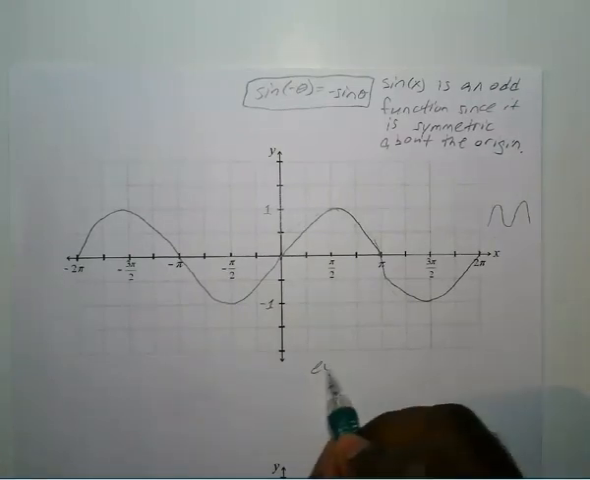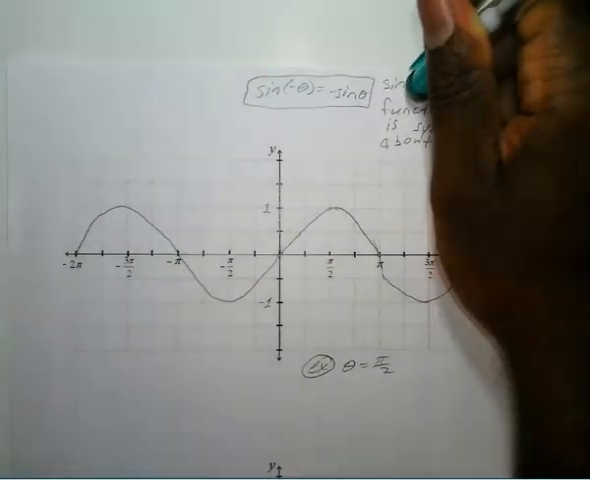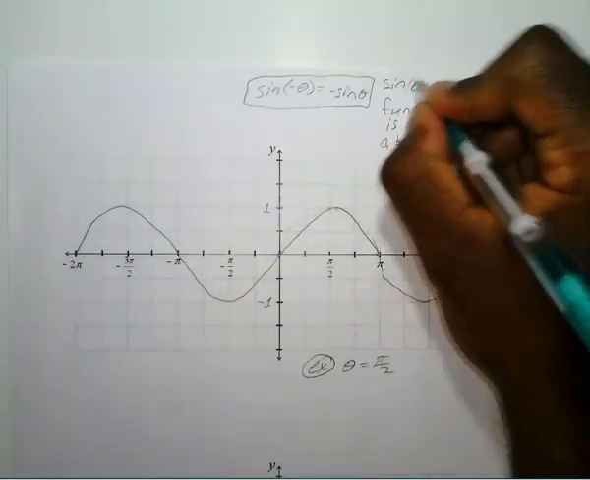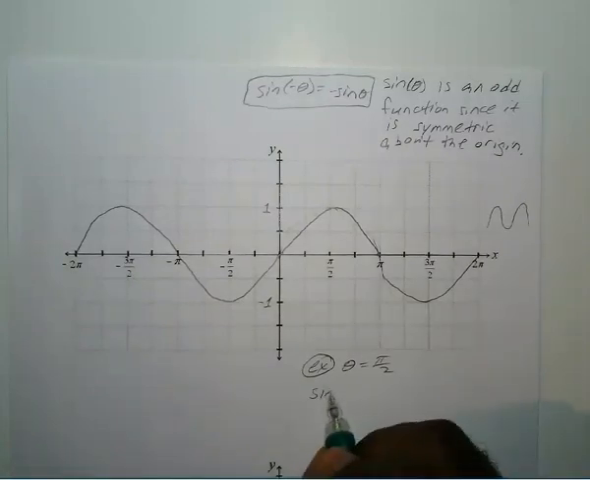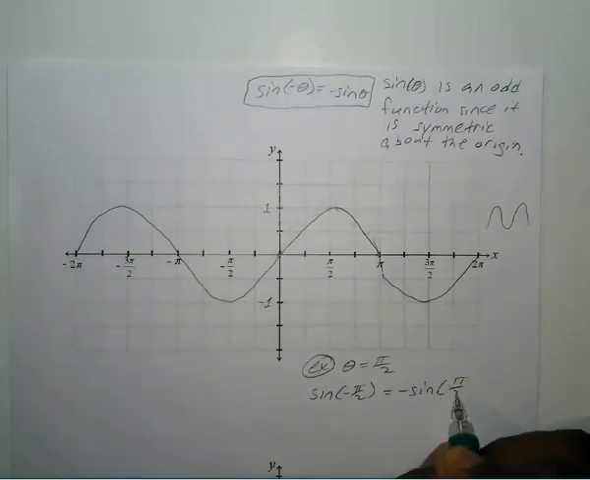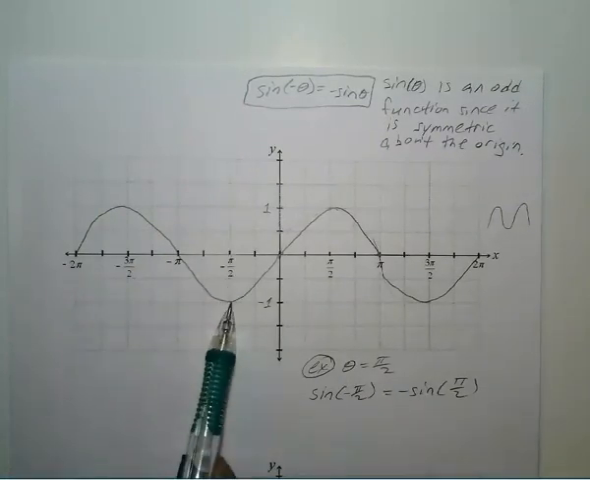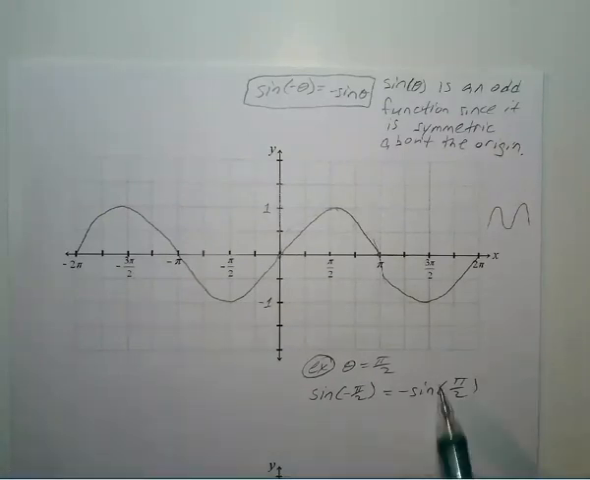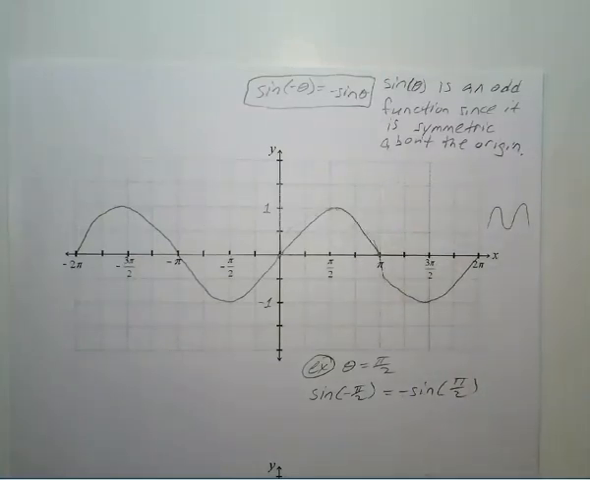Okay, so for example, what if we let theta equal pi over 2? And just to keep things symmetric here, I'll make this theta. So that means that sine of negative pi over 2 has to equal negative sine of pi over 2. What's sine of negative pi over 2? Well, sine of negative pi over 2 is negative 1. What's sine of pi over 2? Sine of pi over 2 is 1. So you have negative 1. Okay, so you have your odd function.